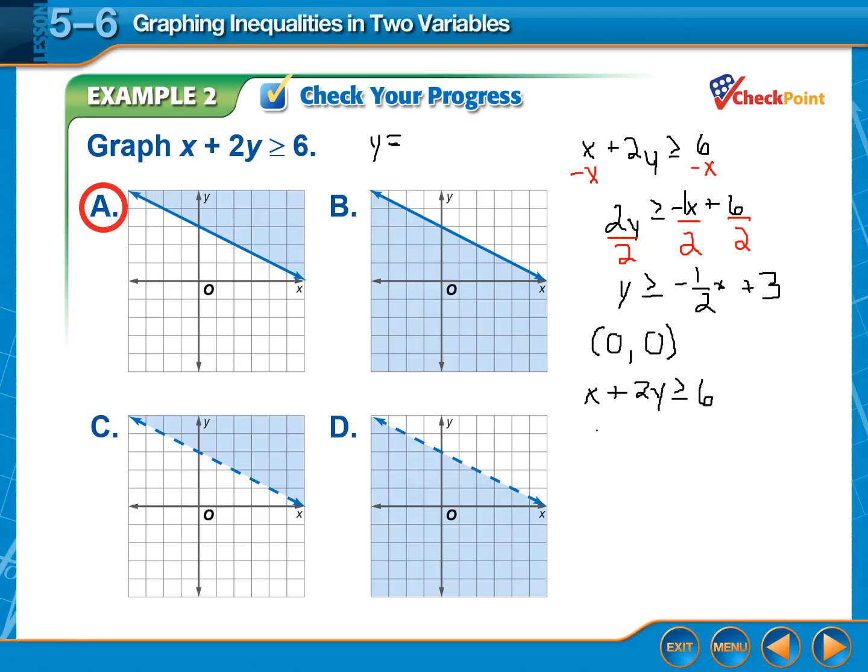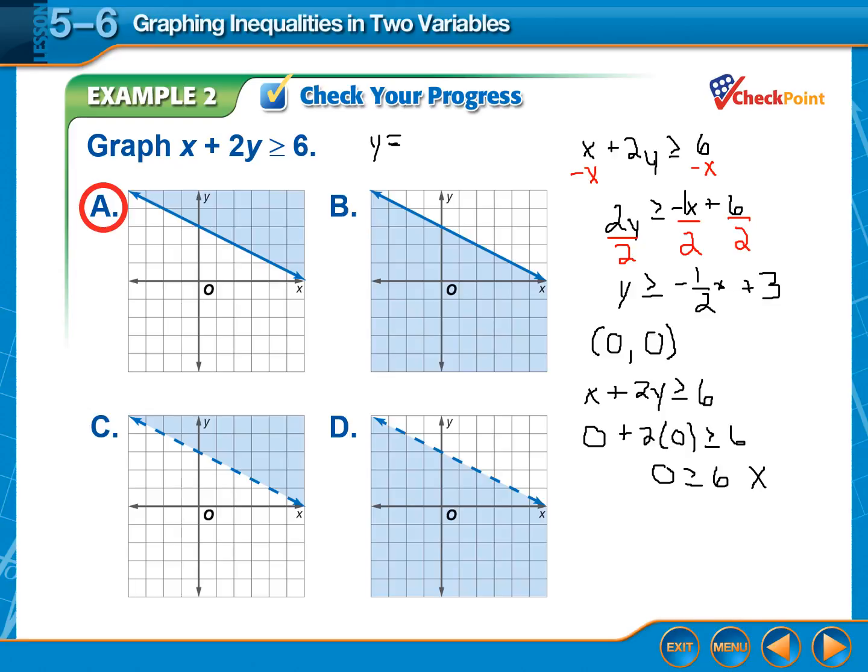All right. So I take x is 0 plus 2 times 0. Well, that makes everything over here 0, right? Is that greater than or equal to 6? Well, 0 is greater than or equal to 6. Nope, that's not true.